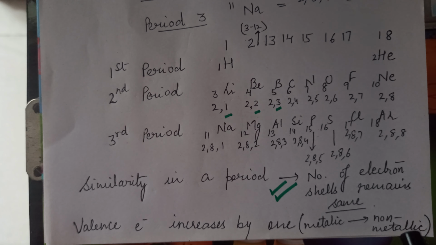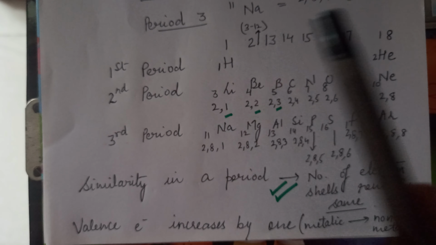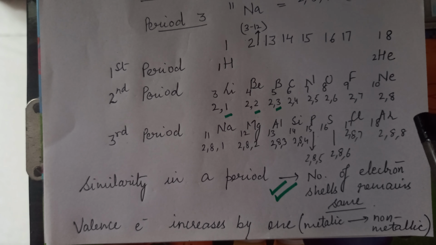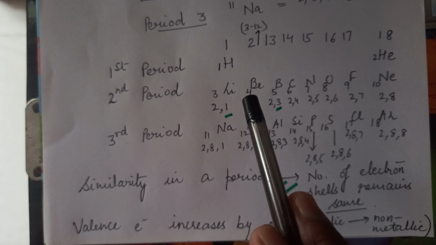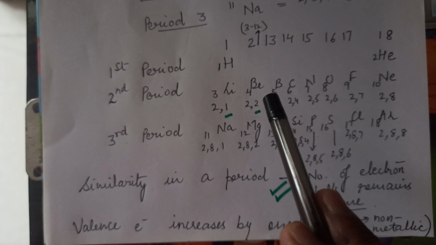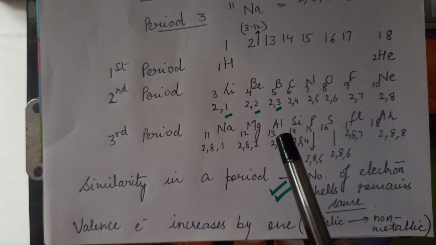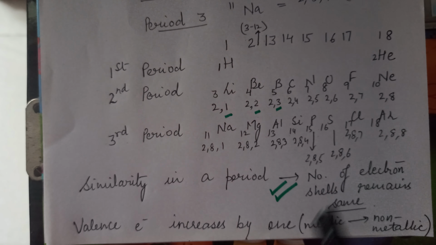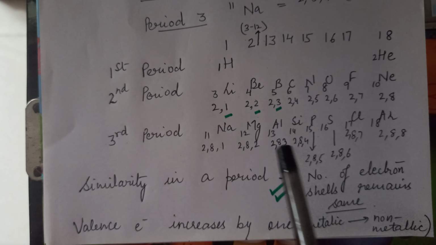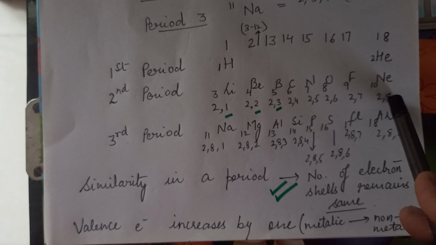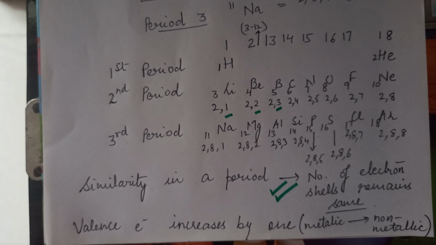One more thing we can say is that elements change from metallic to non-metallic as you move from left to right. Lithium and beryllium are metals, boron is a metalloid, and from carbon to neon they are non-metals. Sodium, magnesium, aluminium are metals, silicon is a metalloid, phosphorus to argon are non-metals. That means as you move from left to right, you move from metals to non-metals.